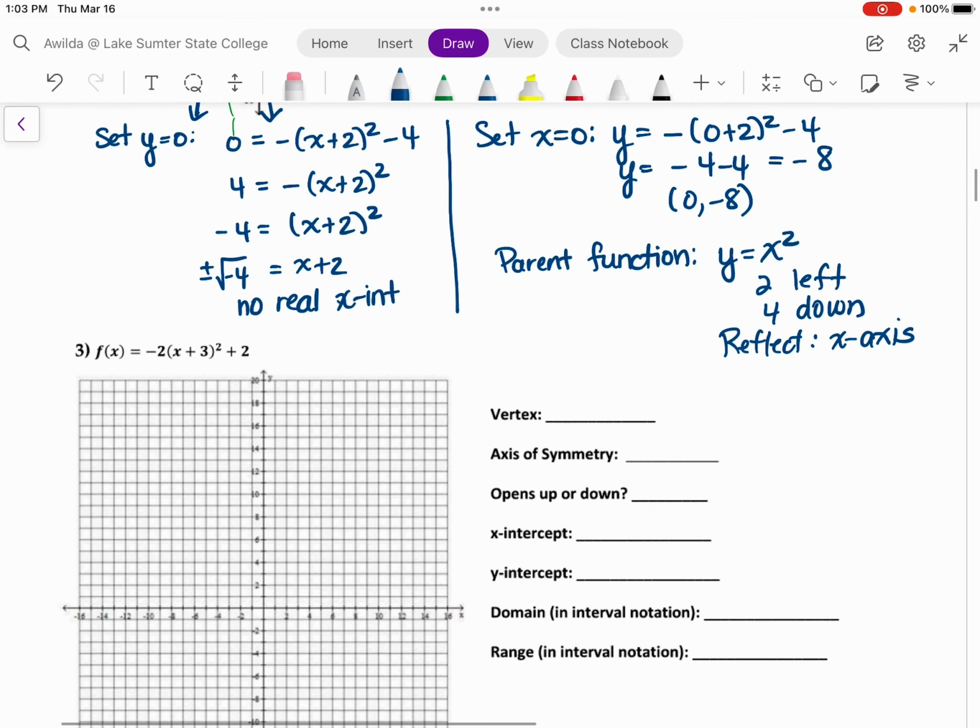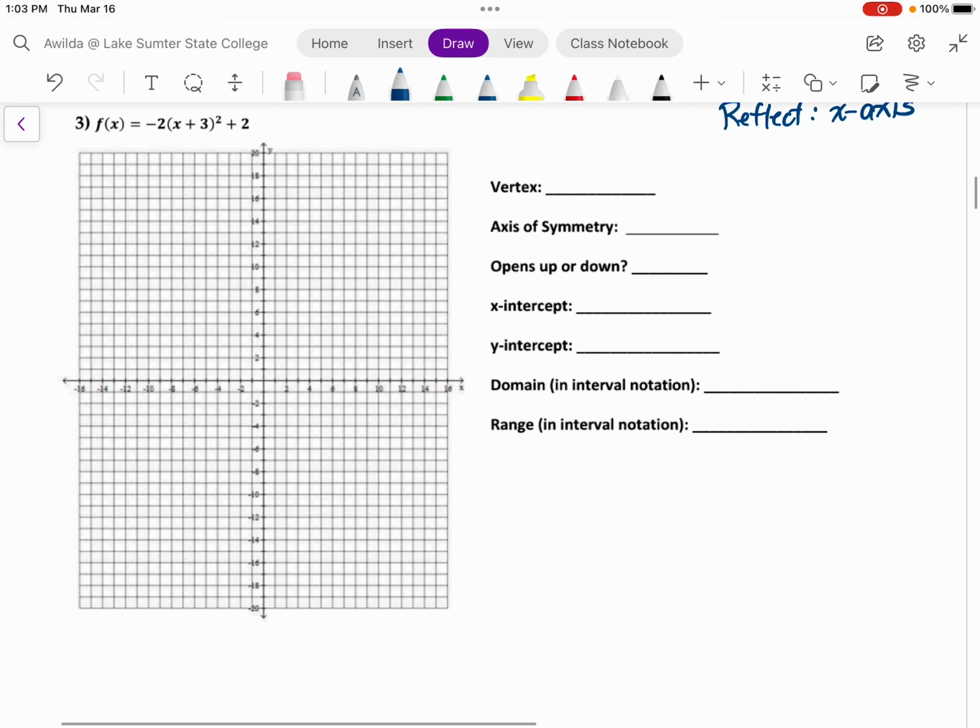Let's look at another example. This time we have f of x is equal to -2 times x plus 3 quantity squared plus 2. By now, you should fall into the habit of identifying the values of a, h, and k. In this case, a is -2. H is -3 because we're subtracting a -3 to obtain that addition. And k is +2.